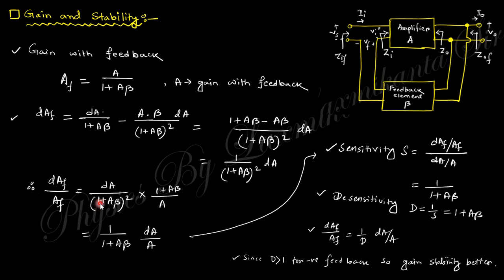Gain and stability: if you want to find out the gain, you can see the gain with feedback AF equals A by 1 plus A beta. Just we found this relation. If you take the derivative of this relation, you will get this one. So if you find out the sensitivity, dAF by AF over dA by A, this is nothing but 1 by 1 plus A beta. Since 1 plus A beta is greater than 1, the sensitivity will be less than 1. So for negative feedback the gain stability is better.